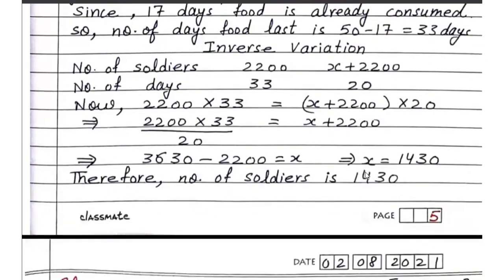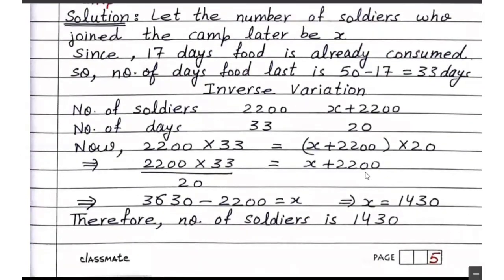Now see the calculation part here. We need to multiply 20 with both, or you just directly bring 20 down. So let's do the simplification here. It will come out to be 3630 minus 2200. So the value of X is 1430. Clear? Therefore, the number of soldiers who joined after 17 days is 1430.